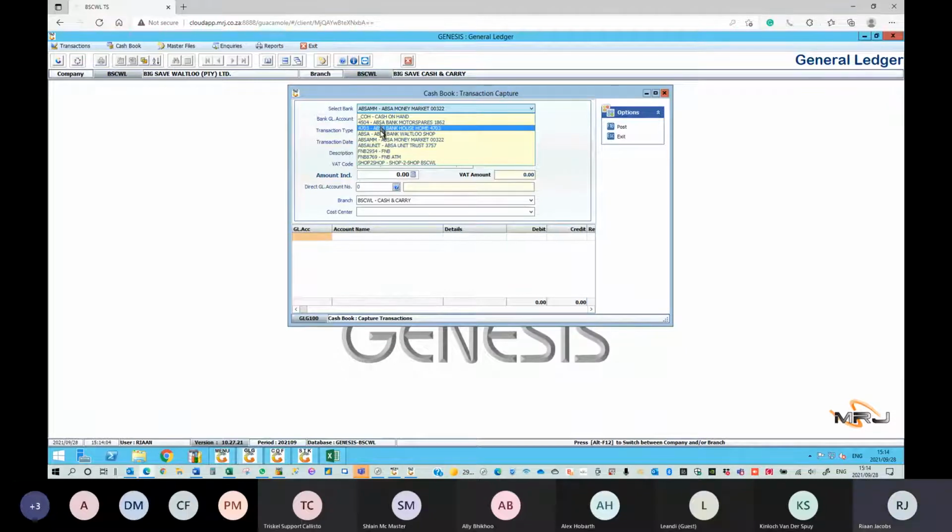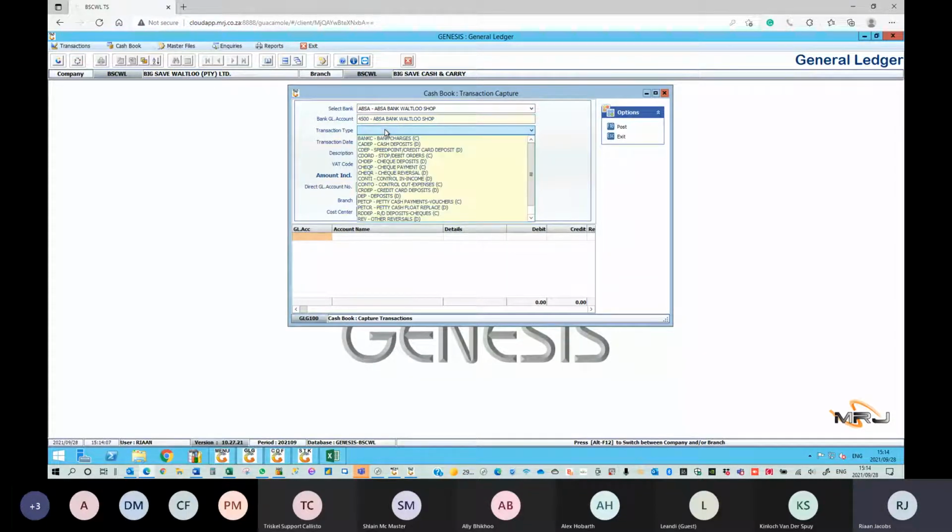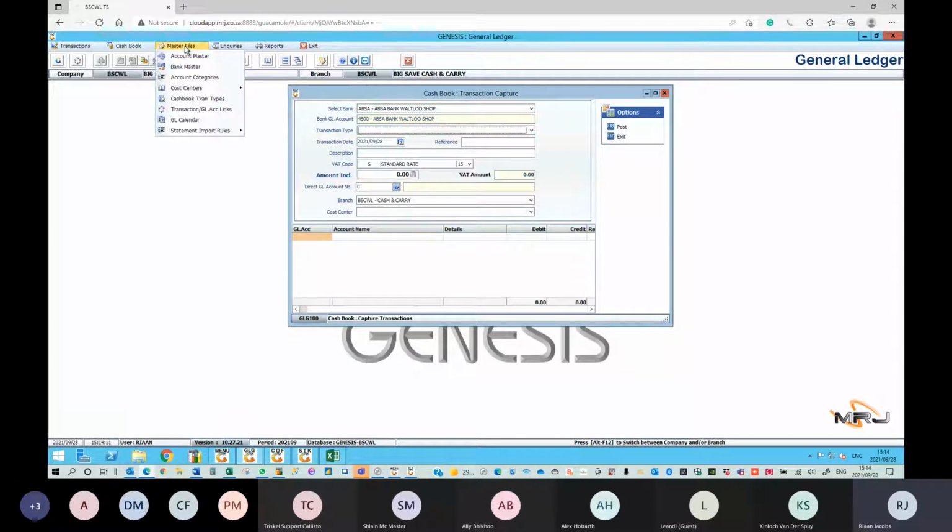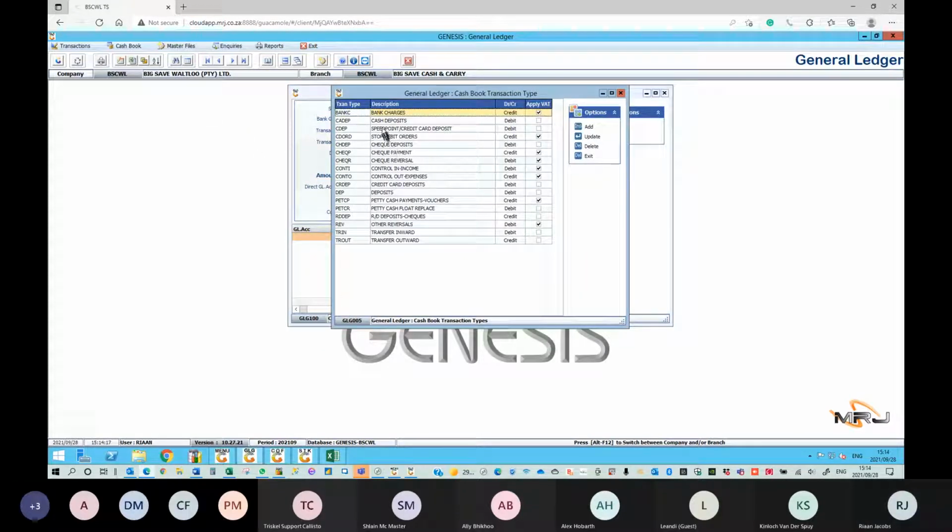So if I stick to APSA 4500, then here I've got different reasons, and these reasons you can set up. So that's one I skipped earlier on, is this cashbook transaction types. So if I just click on there, it'll show you basically things to make it easier for the lady that captures the bank statements. So she can come here and choose the deposit, or it's a check payment, or a check deposit, or whatever. Then the system will know, must it be a debit or must it be a credit, and must it use VAT, it mustn't use VAT.